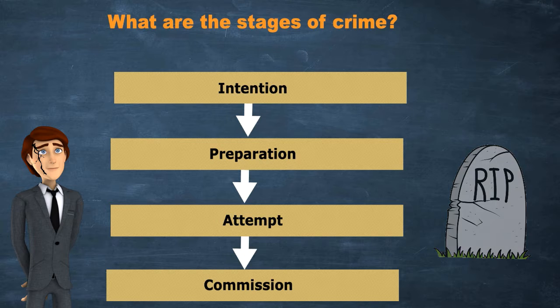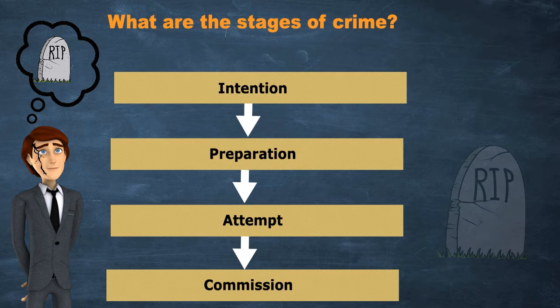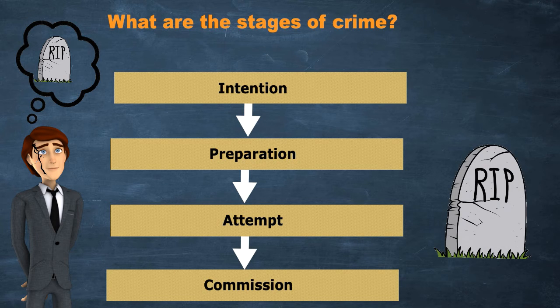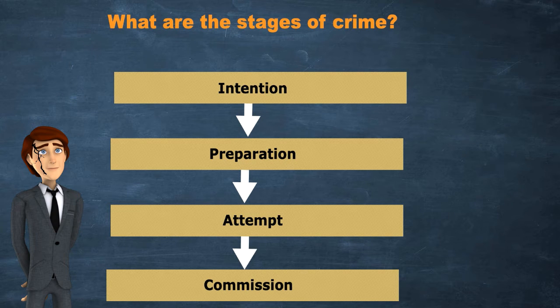Okay, the first two stages, namely intention and preparation, do not come under the category of crime until the third one is initiated, that is attempt. So see, if something is going on inside your mind, of course there is no law that can punish for that, because it cannot be proved.